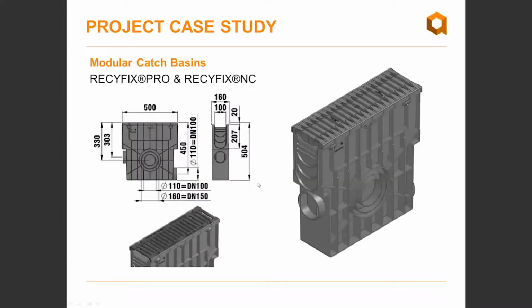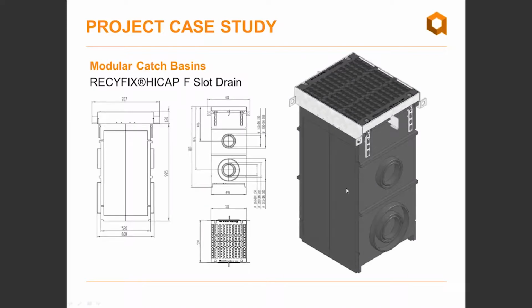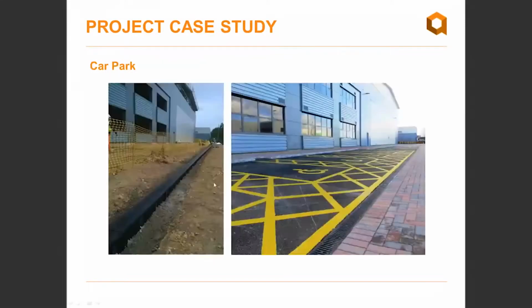Here you see a catch basin for the Resifix Pro, Resifix NC. The Resifix NC is the same modular box, but with a heavy duty grate. And here you see the larger catch basin for the Resifix high cap slot channel system. Again, you see the different knockout sizes for the different pipe sizes, so you've got some flexibility there.